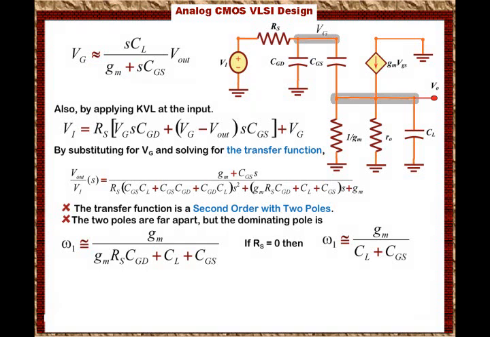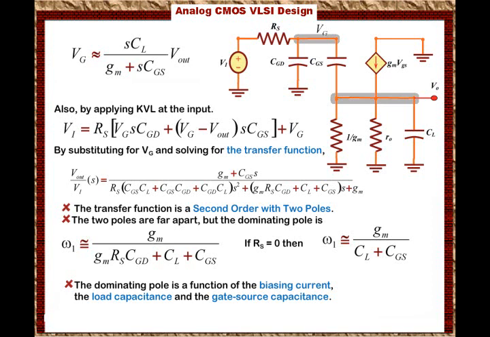What is interesting here is that the dominating pole is a function of the bias current, because GM is a function of the bias current. The larger GM, the larger the dominating pole. That means we push it apart. It's also a function of the load capacitance CL. The bigger the capacitance, the sooner the pole will occur. And the same thing with CGS between the gate and the source. If it is bigger, that means the dominating pole is very small, and that is bad. That means the bandwidth of the amplifier is small. You want to make sure that the dominating pole is as far as possible.